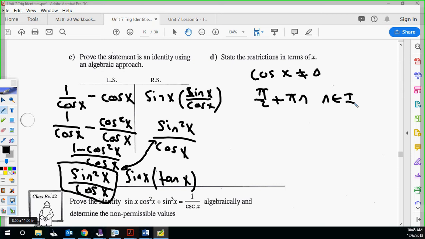Pi over 2 plus pi is 3 pi over 2, plus pi is 5 pi over 2, which is back to the pi over 2 spot. Okay, any questions? Okay, we just got 3 more examples. Good? All right.